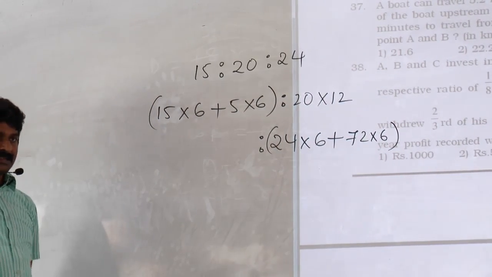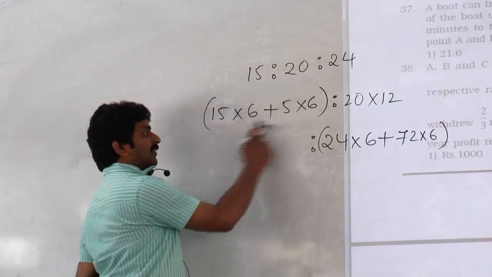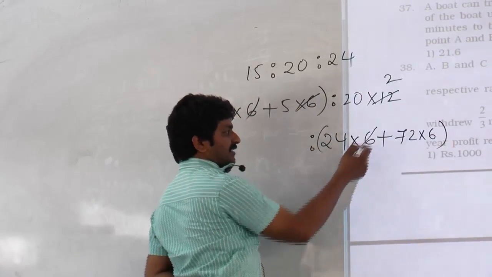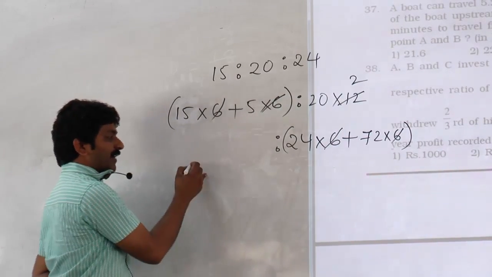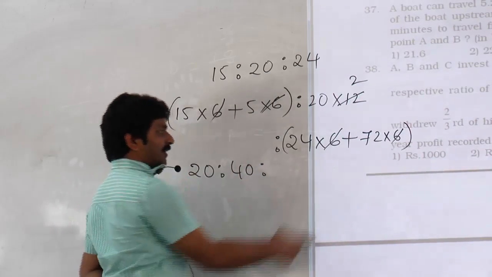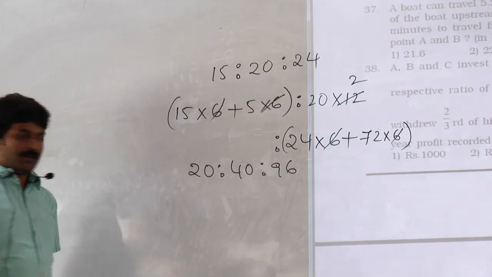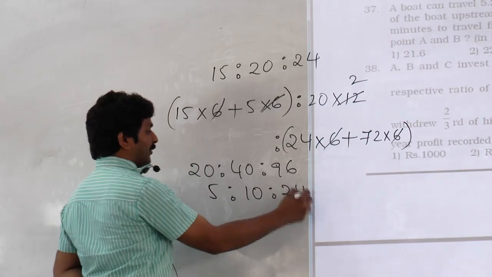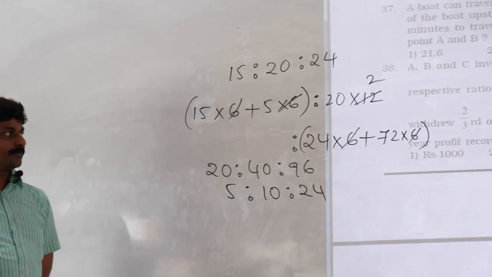Now you need to go for cancellation. In every term I can see a multiple of 6. Take 6 common here. And 6 how many times? 2 times. Take 6 common here. That's over. Now let me write the numbers. 15 plus 5, 20. And there I have 40. 24 plus 72, 96. Cancellation with 4. 5 times, 10 times, 24 times. This is their profit sharing ratio.